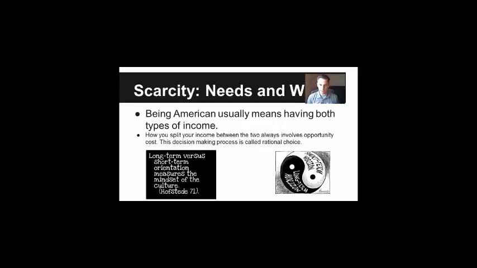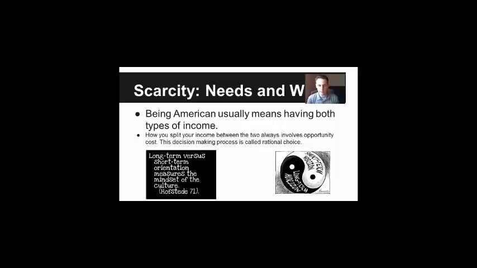So how you split your income between the two and defining needs and wants involves opportunity cost. Because again, you might have picked up that I might have a different opinion from others on what qualifies as a need and what qualifies as a want. Someone might say, no, cable TV, that's a need. I need to have that. I need to have a smartphone. That's not a want, that's a need.